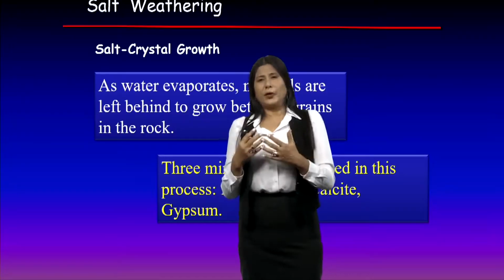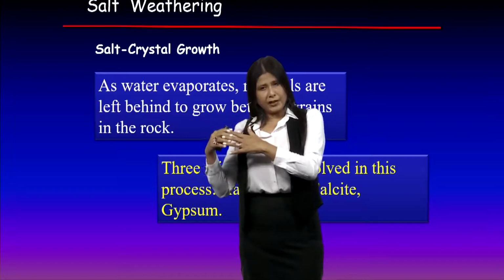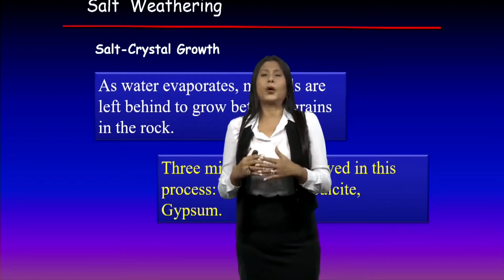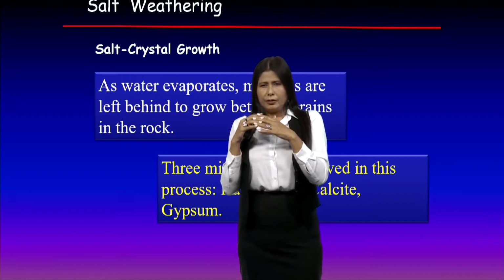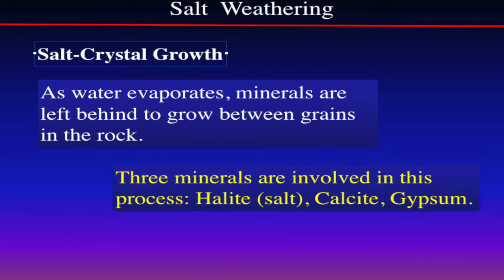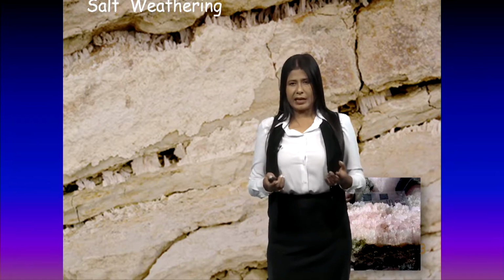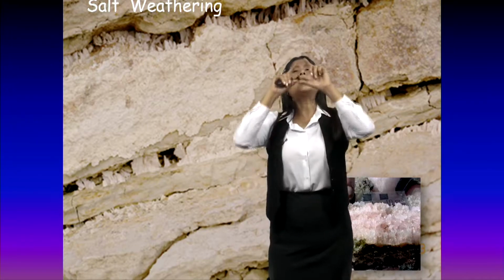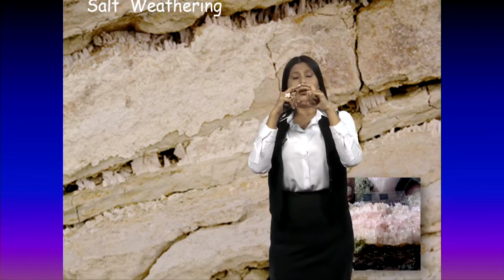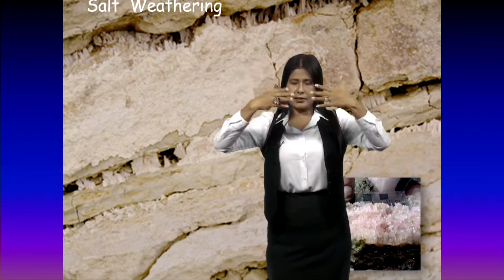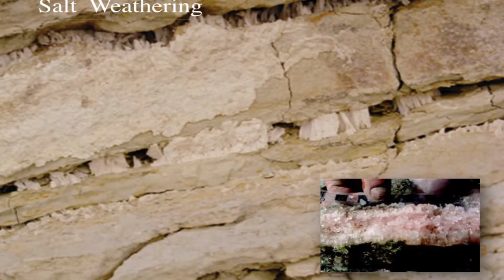When the water evaporates, minerals are left behind to grow between the grains in the rock. Three minerals are mostly involved in the whole process: halite, which is common salt, calcite, and gypsum. Very interesting example. Salt is getting deposited after water evaporates in the cracks, and this is very common in desert areas where the rainfall is less.